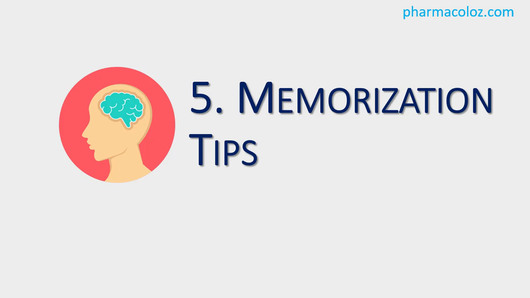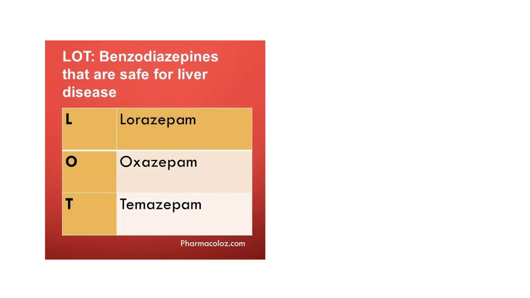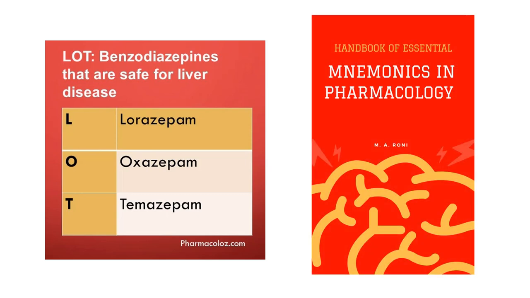There is another technique that is called mnemonic devices. You can use some kind of mnemonic device, like for benzodiazepines which are safe for liver disease: lorazepam, oxazepam, and temazepam. You can try to remember this acronym LOT, L-O-T. If you remember this acronym, you will remember that these are the 3 benzodiazepines that are safe in case of liver disease. If you're interested in learning these mnemonics, I would suggest you read my book, Handbook of Essential Mnemonics in Pharmacology, available from Amazon.